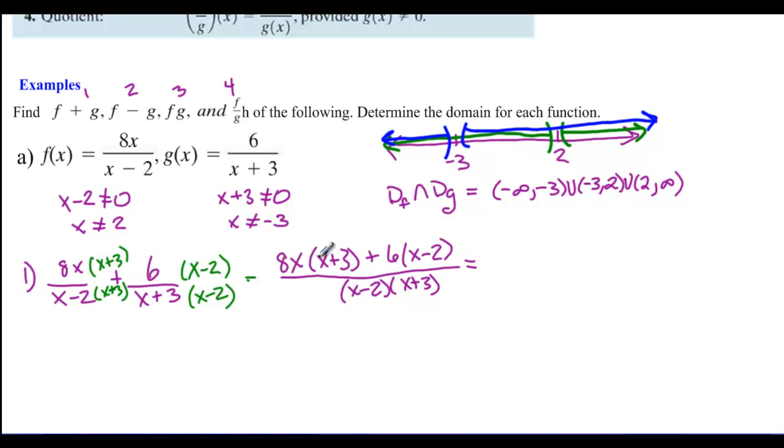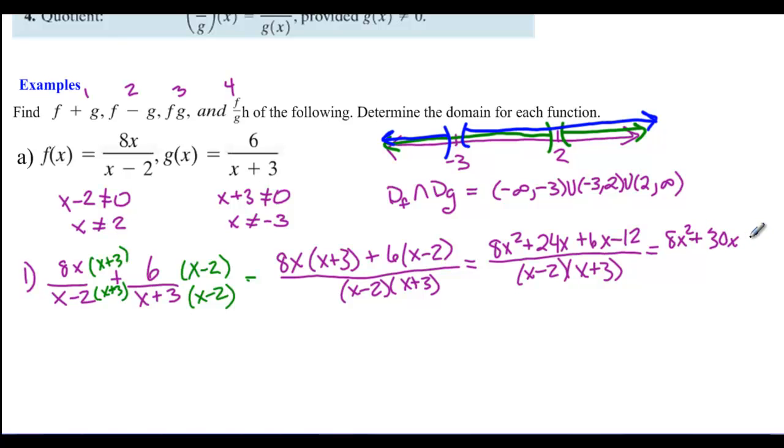So we're going to simplify the top by distributing first, and then we'll combine like terms. So we're going to have 8x squared plus 24x plus 6x minus 12 all over x minus 2 times x plus 3. And now we're going to combine like terms on top. So we're going to have 8x squared plus 30x minus 12 all over x minus 2 times x plus 3.